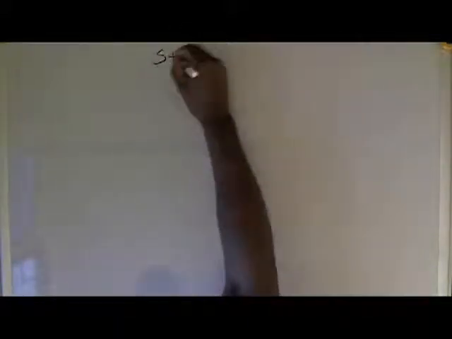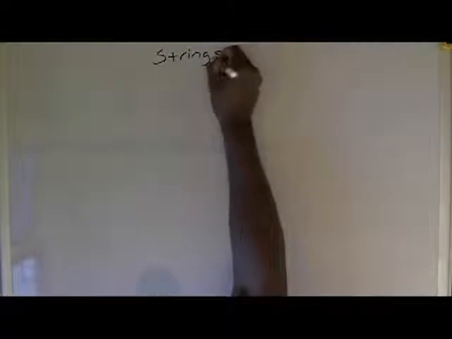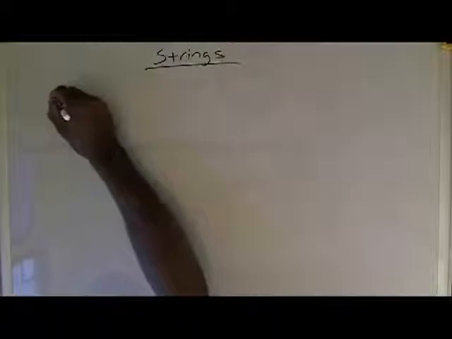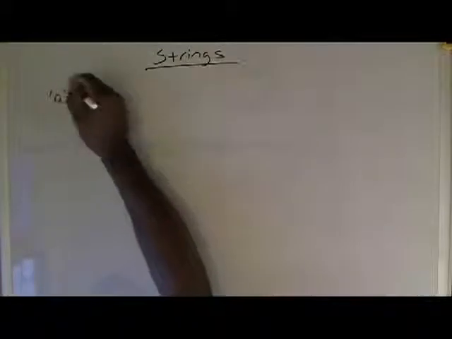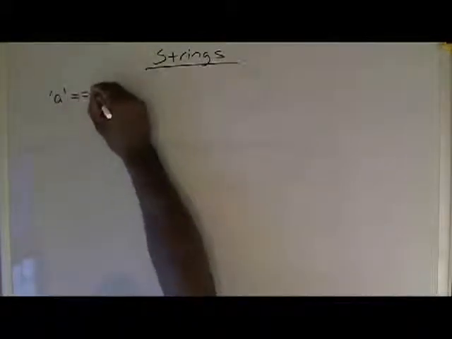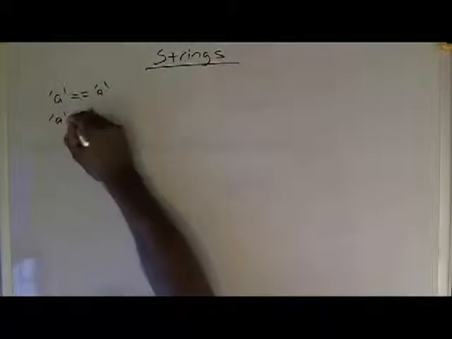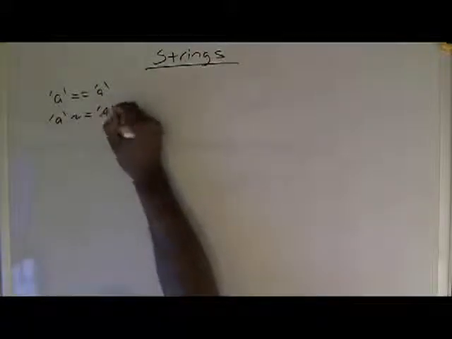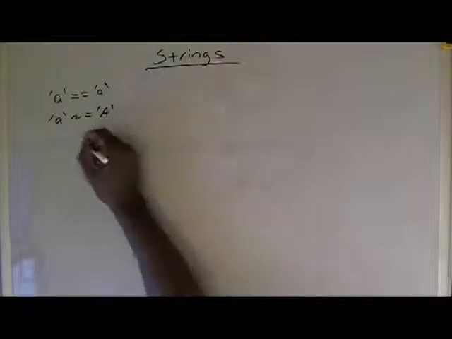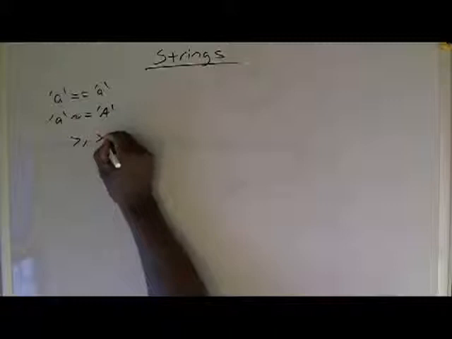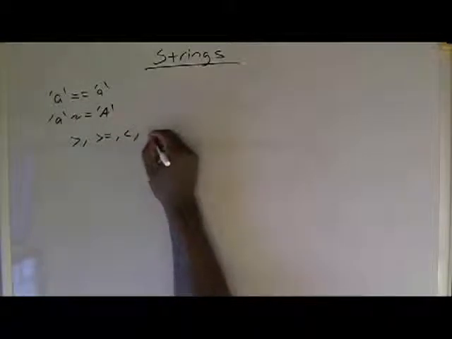Continuing with our idea of strings, in the last video we saw that you can compare strings using the logical operators equal to, as in a equal to a, or not equal to, as in a not equal to capital A. But then we asked the question, what do you do with greater than or equal to, less than, or less than or equal to?